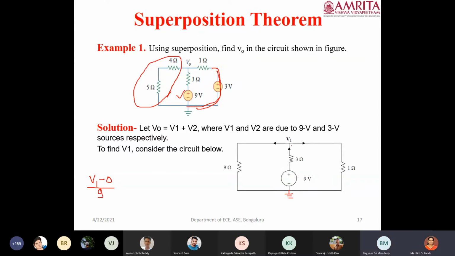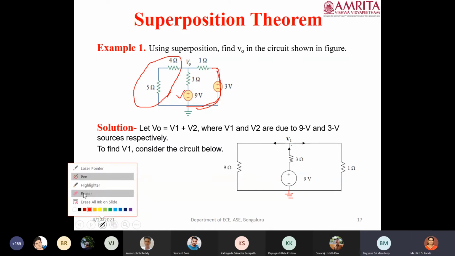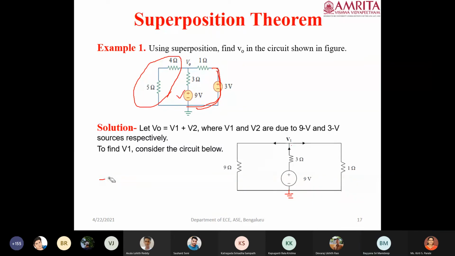V1 is equal to 90 by 13, ma'am. Yes. How about others? So if I assume this as, let's say this as I1 current, this as I2 current, this as I3 current.